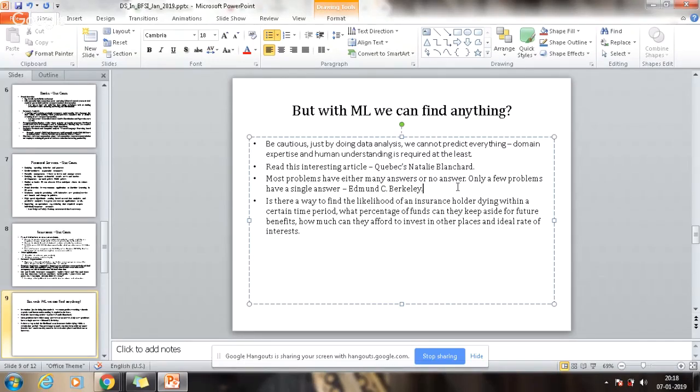Also, a professor at Berkeley, Edmund Berkeley, said that most problems have either many answers or no answers. Only a few problems have a single answer. So your data science might give you an answer, but trust it with a pinch of salt, right? It may not be correct.